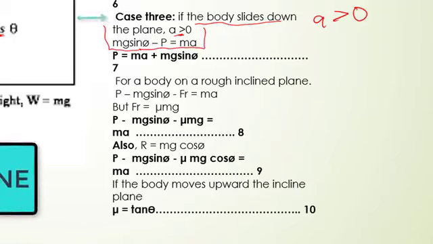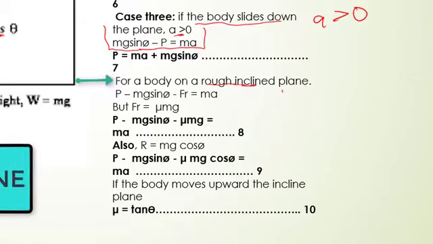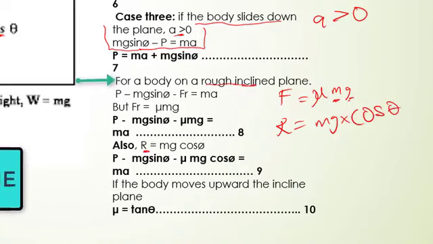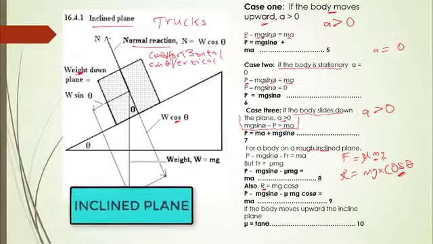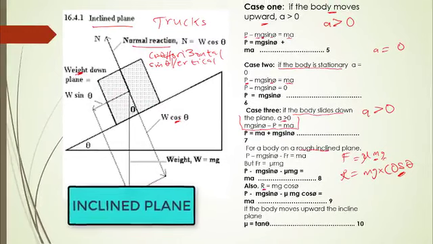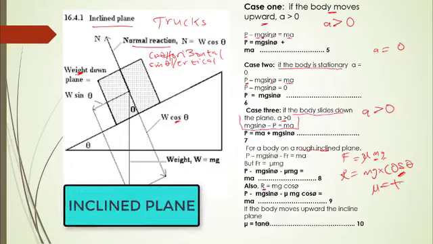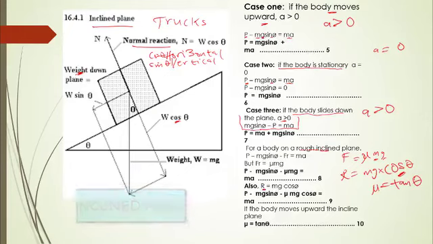Another case is that for a body on a rough inclined plane, an inclined plane that is rough, that is not smooth, it's also calculated using the frictional force, which is equal to the coefficient of friction times the mass of the body times acceleration due to gravity. Also, our normal reaction can be given as mass times acceleration due to gravity times the vertical component of that force of that body, which is given by cos theta. And when the body moves upward, the coefficient of friction is also given by tan theta, tangent.